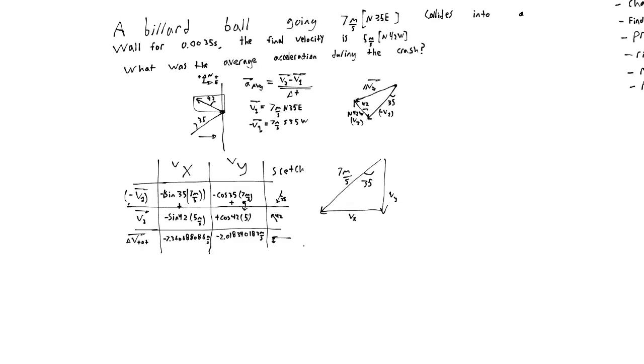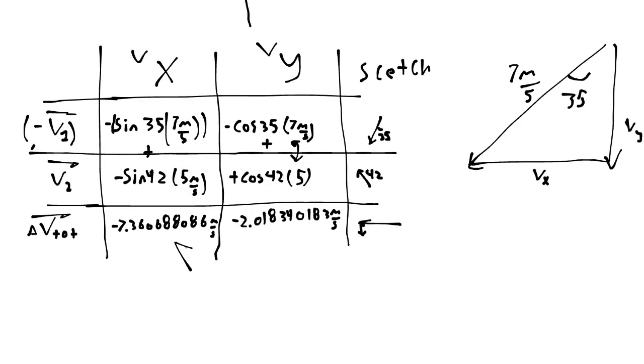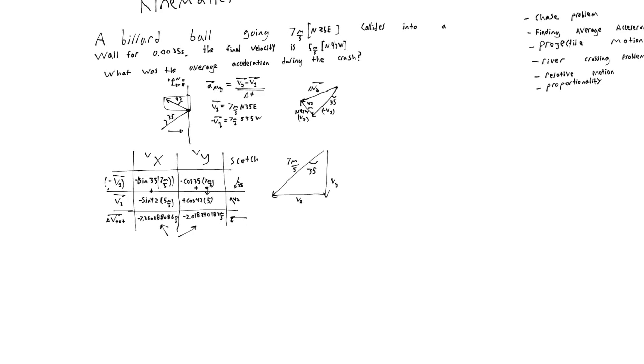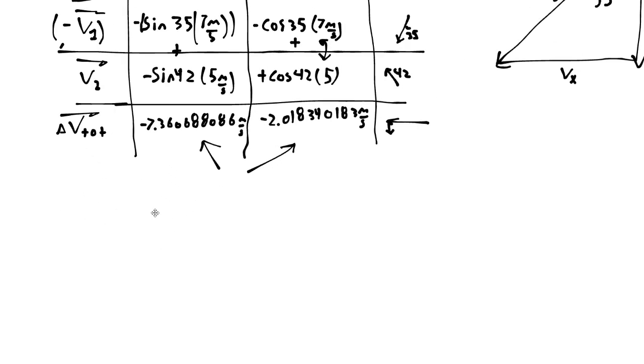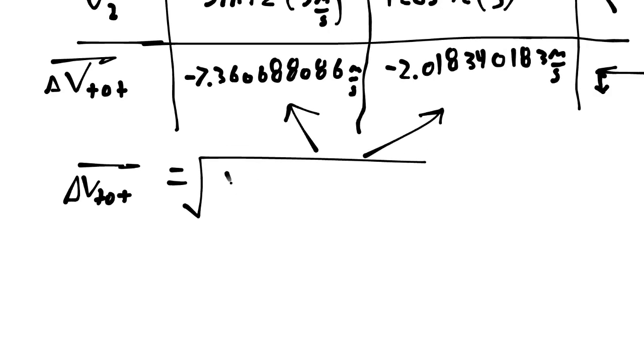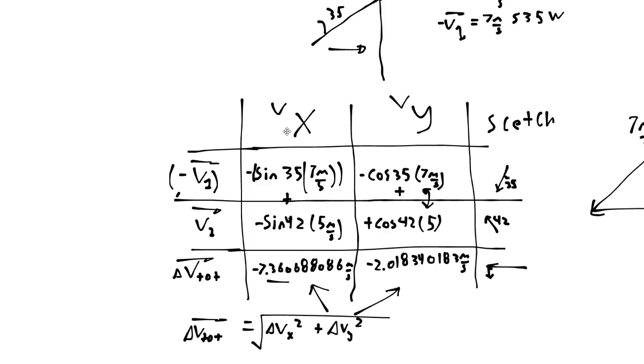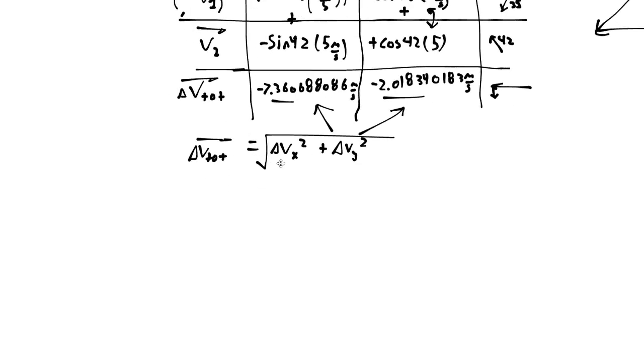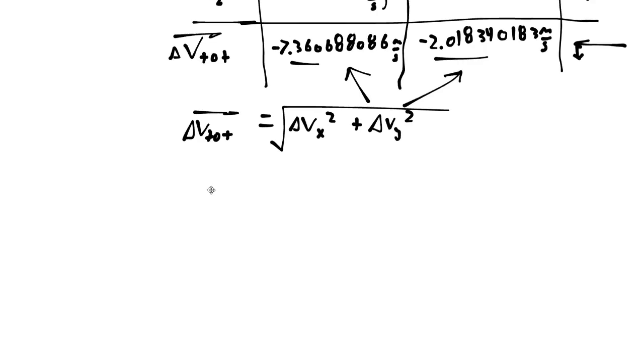And now what you're going to want to do next is put the vector components for these two into a single vector. And then after that, we'll divide by time. So let's put this into a single vector. Delta v total equals square root of delta Vx squared plus delta Vy squared. I'm just going to skip ahead and put in these two numbers. That's x, that's y. So I'll put these two things together.